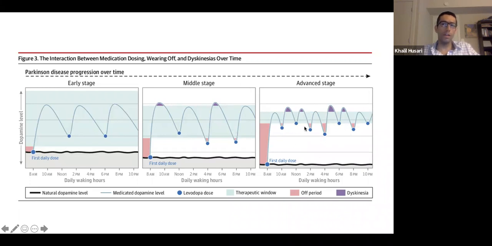And more and more. So then we can treat the off time by changing the medication, by making it more frequent. So instead of 3 times a day, maybe we can do it 4 times a day. But also, you want to make sure that each dose is effective. So we can play with the dosage, or we can play with the frequency of the carbidopa-levodopa, of the Sinemet as well.